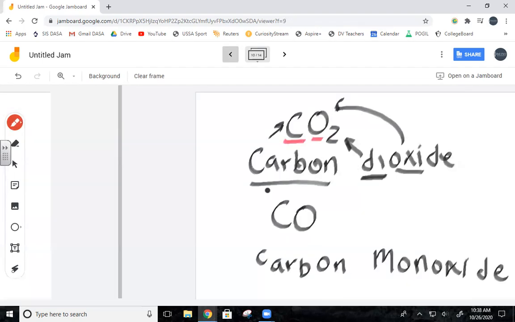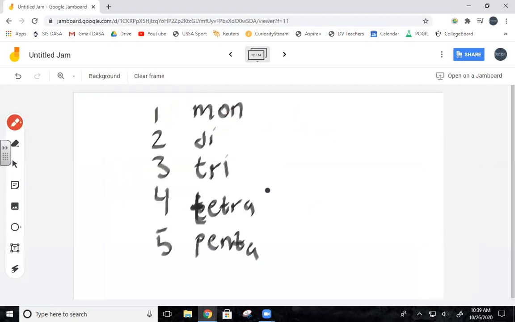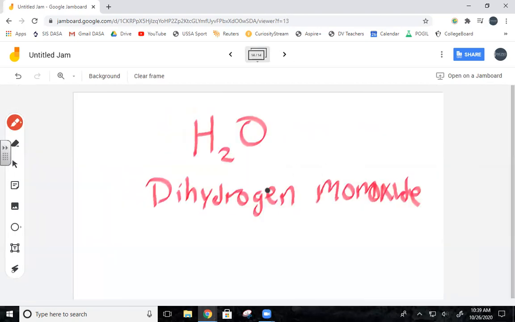But what about this one? What about potassium chloride? Okay, if they are both just single, it is potassium chloride. You don't have to say potassium monochloride, and you don't have to say monopotassium monochloride. If both halves are single, you just say the name of the first element and then the first syllable of the second element followed by ide. With oxygen, you could say monoxide, but that's a little bit redundant. Monoxide is easier.